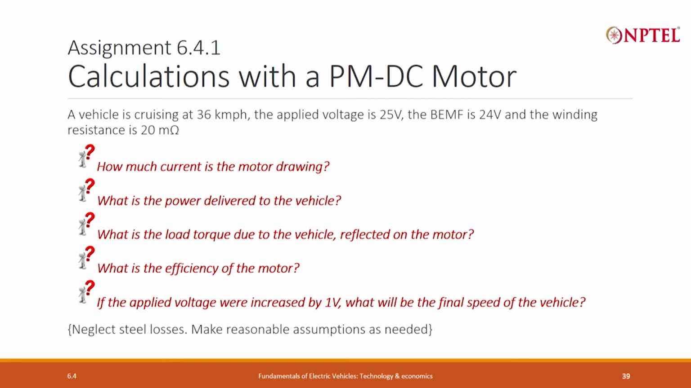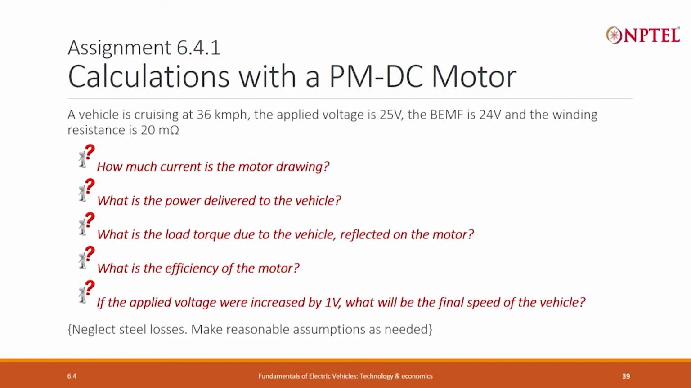How much current is flowing? We have already seen that the difference between the applied voltage and the back EMF is what drives the current. You can do that calculation. How much power is getting delivered to the vehicle? Think carefully. Power delivered to the vehicle is the output power of the motor, not the input power of the motor. You must understand the wordings carefully. We are talking about the output power from the motor.